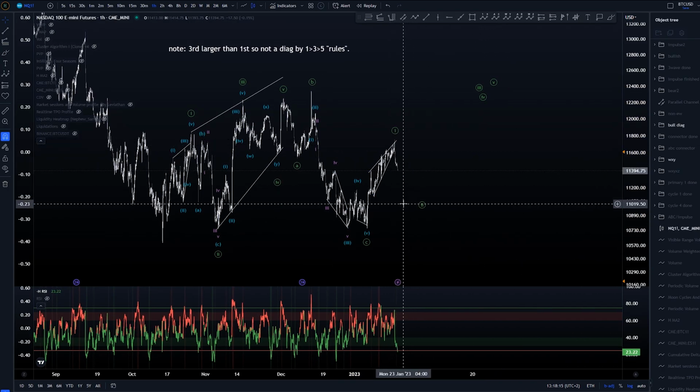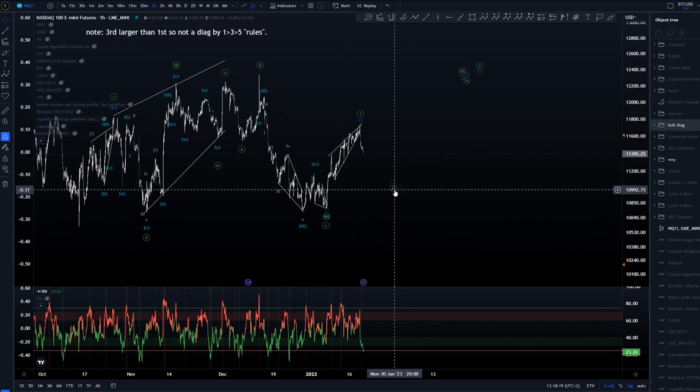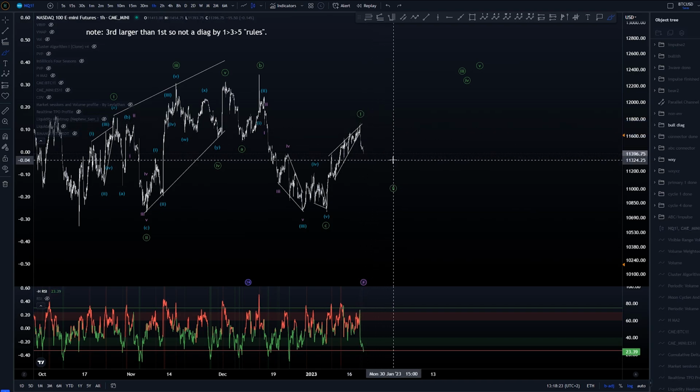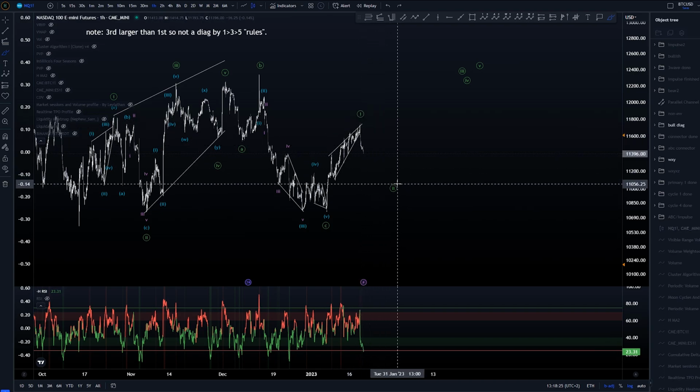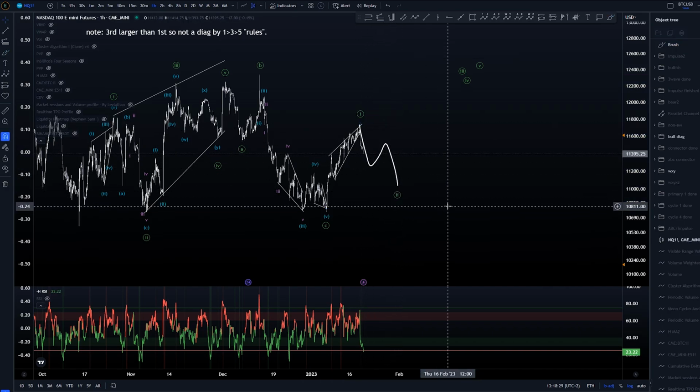I'm still expecting this to be dumping quite a bit down before continuation to the upside, if this indeed is a wave 2. The structure from the highs is looking impulsive at the moment, so if we want to be tracking this, we would be looking for an ABC of a zigzag of some kind here.